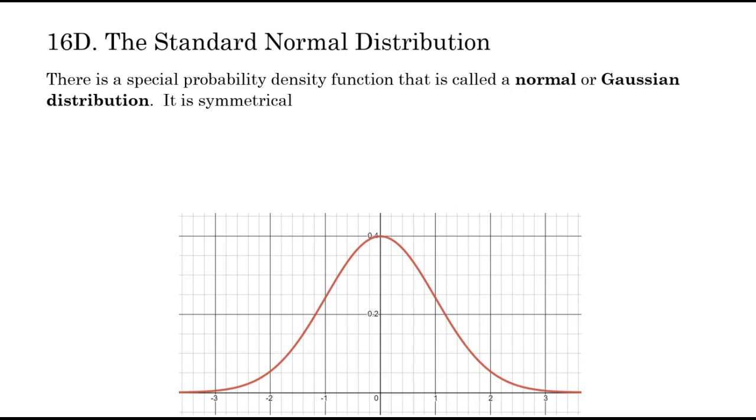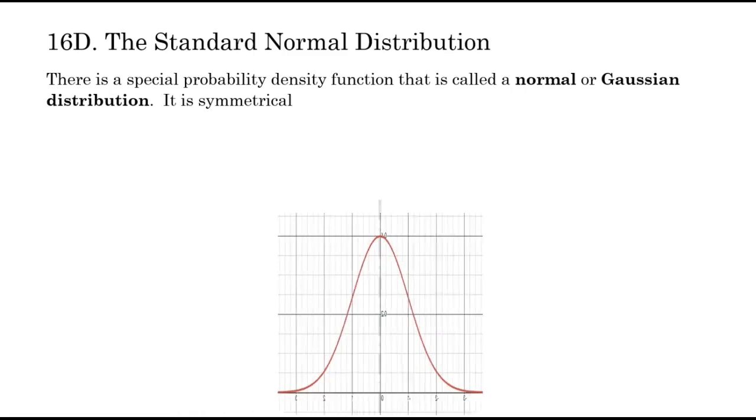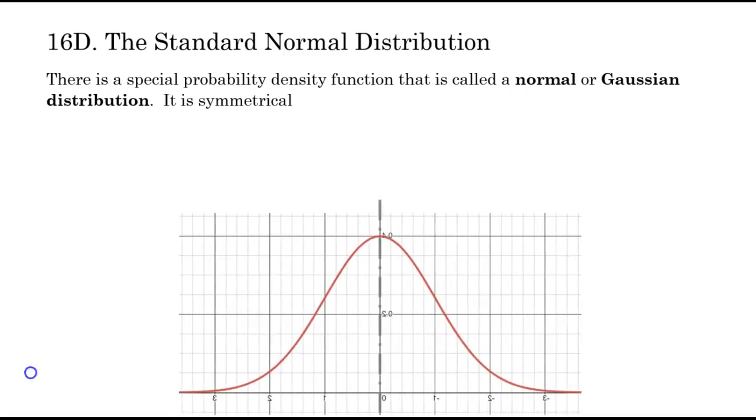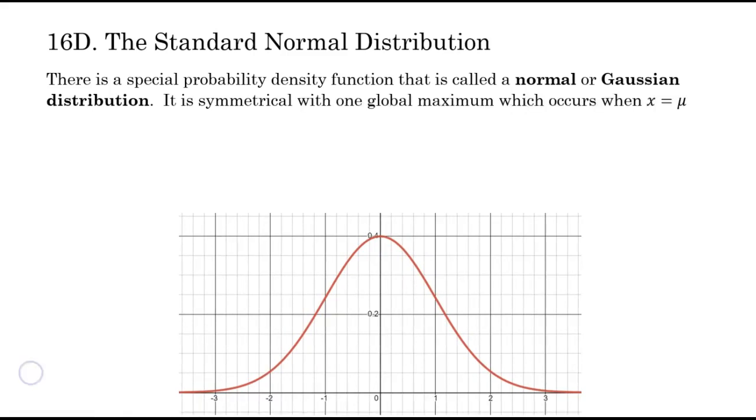It's got a few important properties. It's symmetrical, symmetrical about the mean and also the median, the same place. It has one global maximum, which occurs when x is equal to the mean. So there we go, that's my global maximum, just the one.